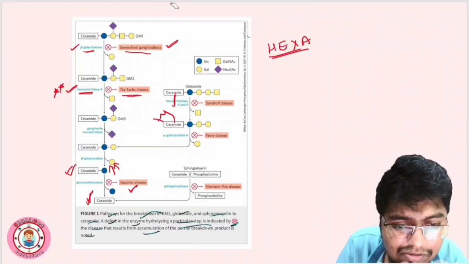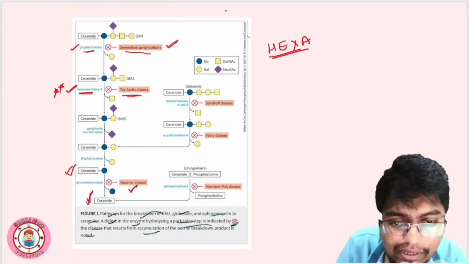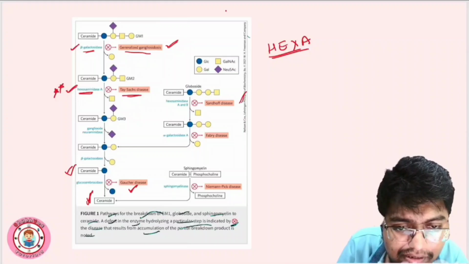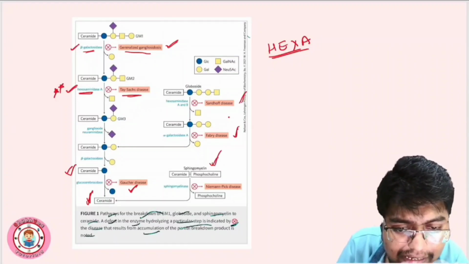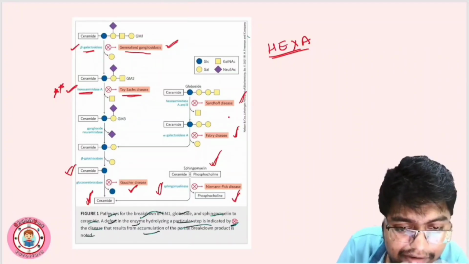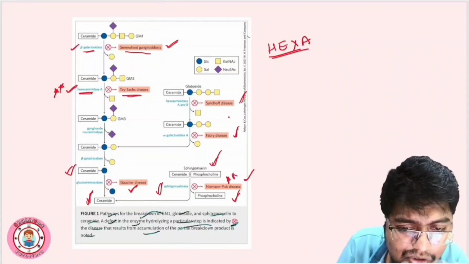So I will erase this so that this is clear. You can see here these are more enzyme disorders given. Now this is sphingomyelin, phosphocholine is separated, ceramide is separated. Now this enzyme is sphingomyelinase, right? And when this is absent, it gives rise to Niemann-Pick disease. This is also an important disease, right? You remember this name, sphingomyelinase enzyme deficient in Niemann-Pick disease.